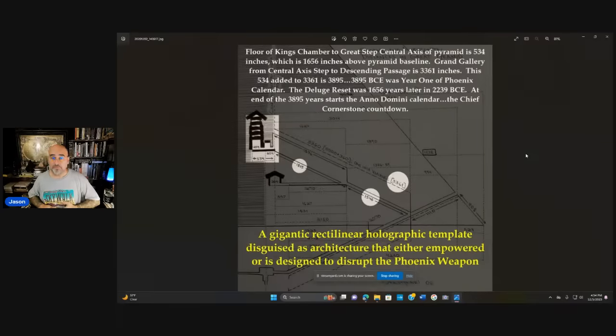But what I'm telling you is factual is that the scientific measurements of the Great Pyramid are screaming at you to look at the Phoenix cycle. Look at the Phoenix phenomenon. Look at the number 138 and where it leads to.